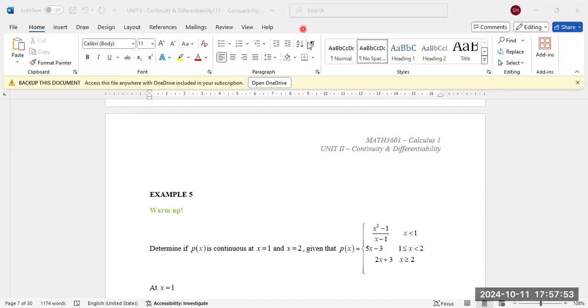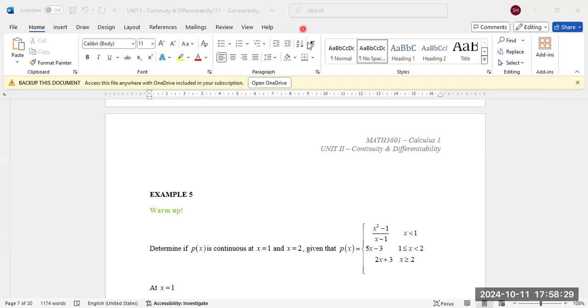Mr. Hamilton, sir. Yes, finish? Yes, sir. Okay, what answer did you get for x equal 1? Sir, it's continuous at x equal 1. Okay, how do you know? Sir, because the left hand limit and the right hand limit are both equal to 2. Okay, very good. And I like how you're explaining this.